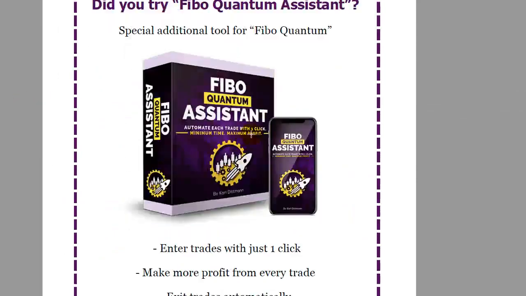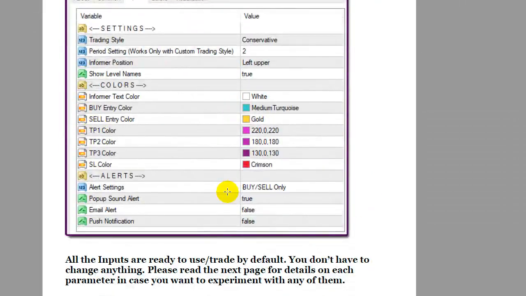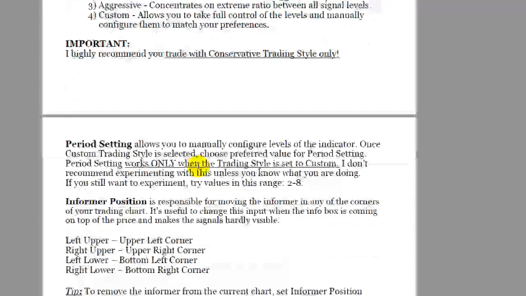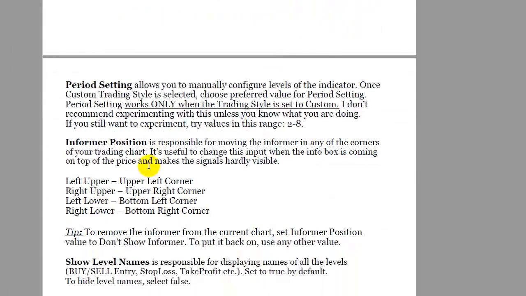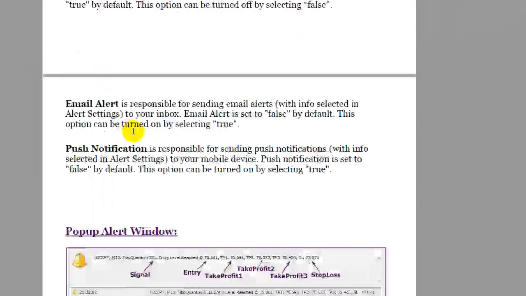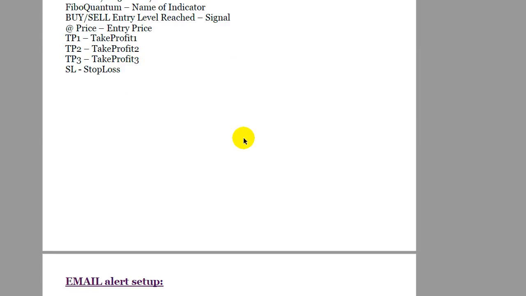And this is an upgrade you can get, the Fibo Quantum Assistant. Input parameters, I'm just using default. And as it says right here, all the inputs you can use, just use the default. Okay, don't change anything. Highly recommend you trade. Period settings, pick what you want. All right, you know what? This is just all same stuff. You get alerts sent to your phone, your email, whatever you need.